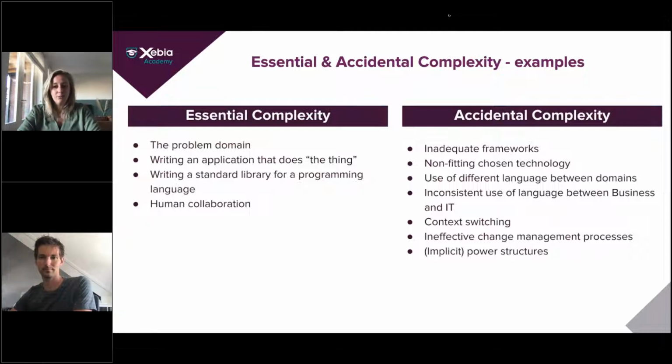For example, the last two examples, the ineffective change management processes and the implicit power structures, these are things that very often cannot be directly influenced by the development team or engineers. This is something where leadership has to step in. They can influence this, and they have to be aware of the fact that this is heavily influencing everything that a team is doing. So it's very important to be aware of this difference between accidental and essential complexity, to be able to recognize it and to be aware if and to what extent you can influence it.